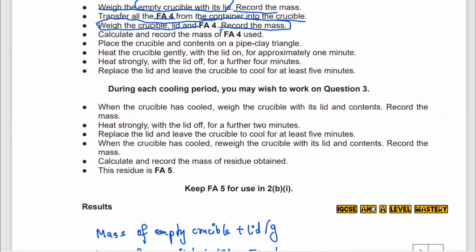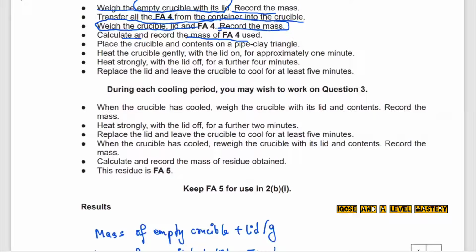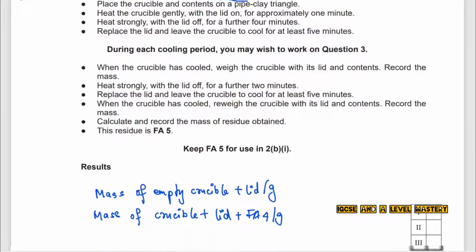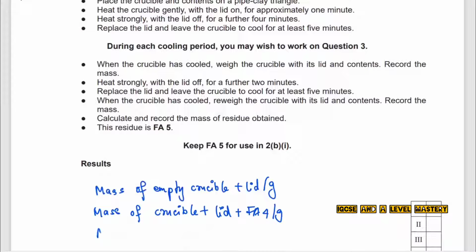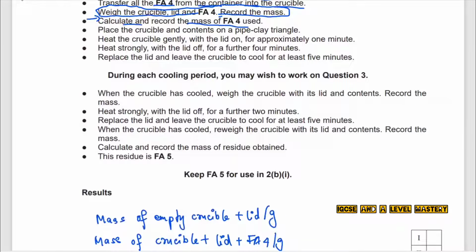And then we have to calculate and record the mass of Fa4. So this is not to be weighed and recorded, rather it is to be calculated and recorded. So from the masses that you obtain, you will be calculating the mass of Fa4 used. And then we'll do the further process, that is to place the crucible and the contents on a pipe-clay triangle. Heat the crucible gently with the lid on for approximately 1 minute, and then heat it strongly with the lid off, that is without the lid, for 4 more minutes. And then we will leave it to cool for at least 5 minutes.